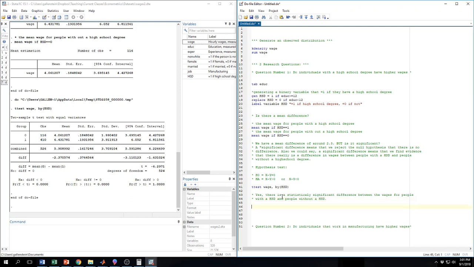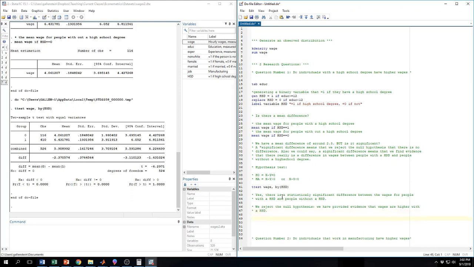All right. This would mean we reject the null hypothesis. We reject the null hypothesis. We have provided evidence that wages are higher with a high school degree.